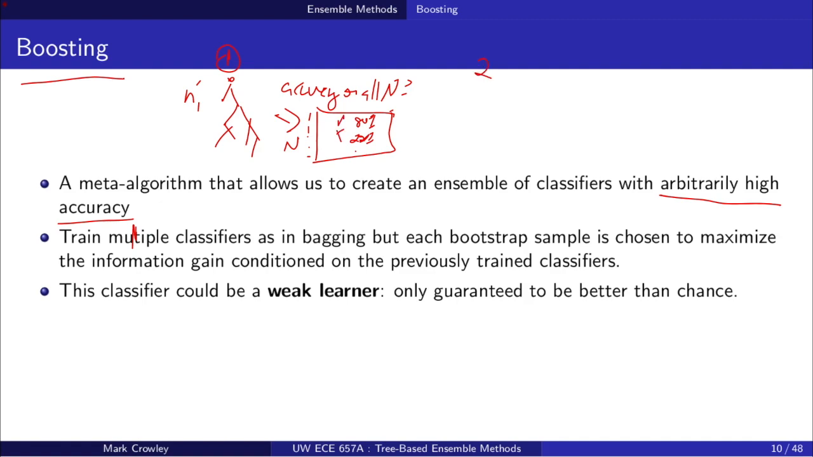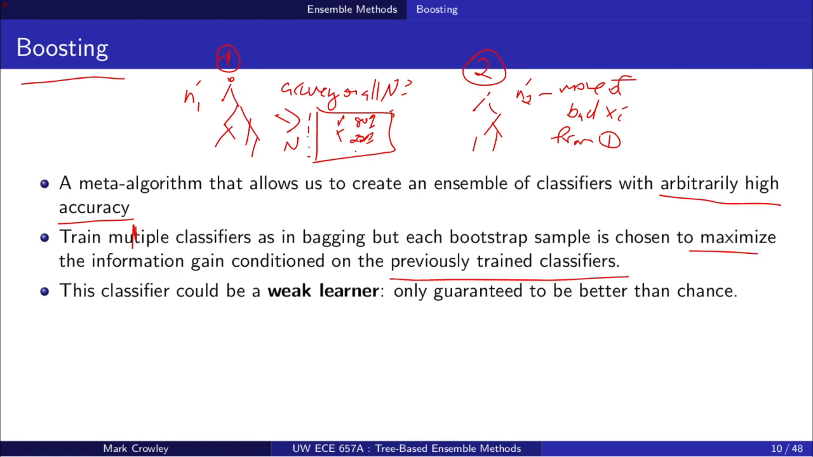So the idea of boosting is to say, well, when you take your second data set, make sure that you take a new data set that has more of the bad data points. Of the ones that the first model is doing badly on, you want to use more of those in this data set. So basically, you're training the second model to do well on the things that, in particular, model 1 did badly on. So we're trying to maximize information gain, but on the previously trained classifiers, so we're trying to improve on that.